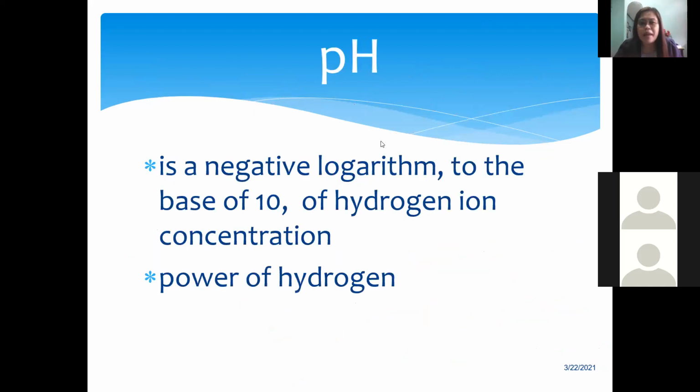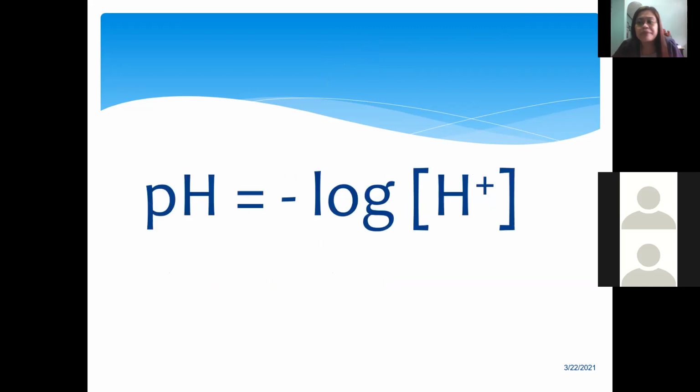So what is pH pala? pH class is actually the negative logarithm to the base of 10 of hydrogen ion concentration. So what we are really determining here is the amount of hydrogen or the amount of protons we have in our body. So actually the meaning of pH is power of hydrogen. You can ask questions anytime if you want to clarify something na hindi niyo maintindihan.